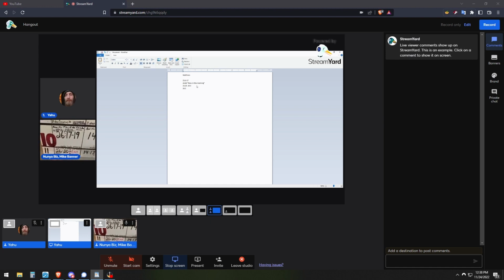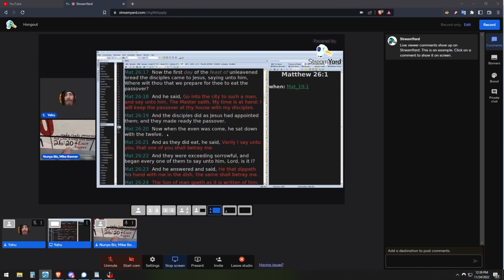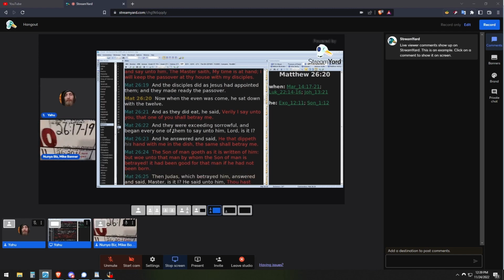And so that ends verse 19. And then the final one, verse 20. Now when the even was come, and I just put that, we know that evening starts another day. So I just started out verse 20. Now when even was come, okay, so we know that that's another day. But it's still, like Gregorian, same day.